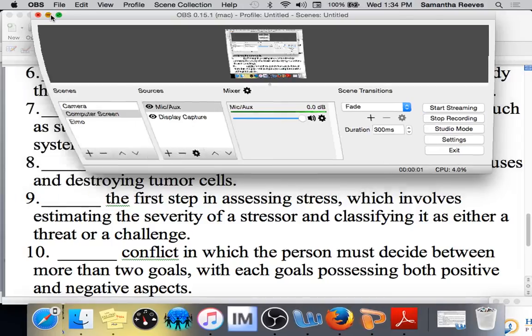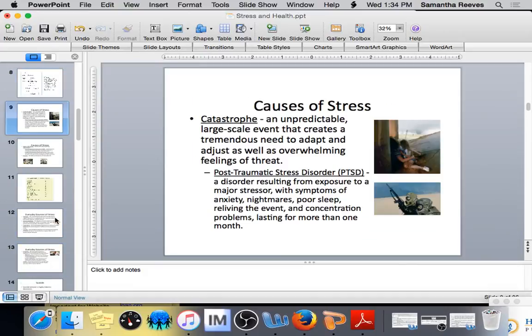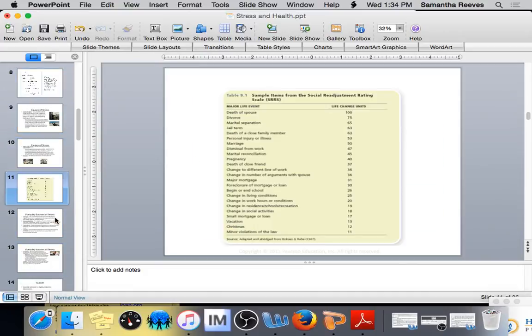On your whiteboard, please tell me what it is when you have two positive things and you have to make a choice between the two. What is it called when you have two positive things and you need to make a choice between the two? Come on, come on, come on. Let's go. What is it, Valeria? Approach.